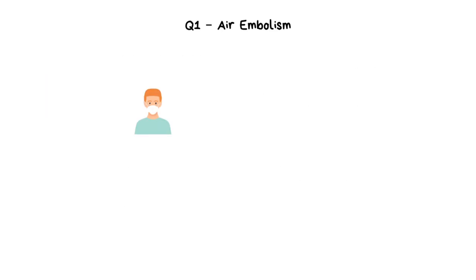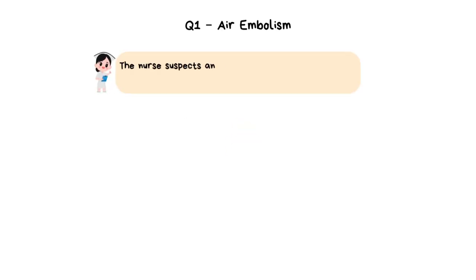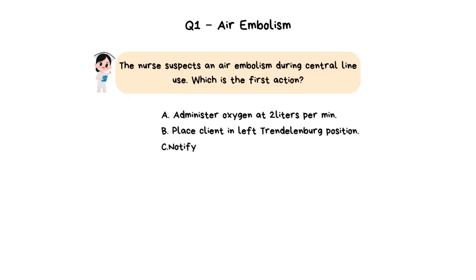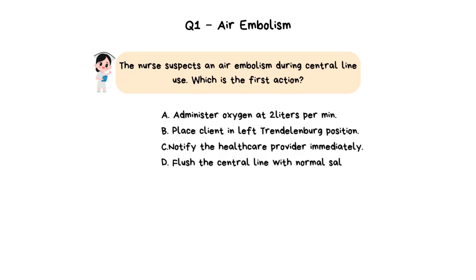A client with a central line suddenly develops shortness of breath and chest pain. The nurse suspects an air embolism. What is the first action the nurse should take? Option A, administer oxygen at 2 liters per minute. Option B, place the client on the left side in Trendelenburg position. Option C, notify the healthcare provider immediately. Option D, flush the central line with normal saline. Pause here and think about which step comes first.